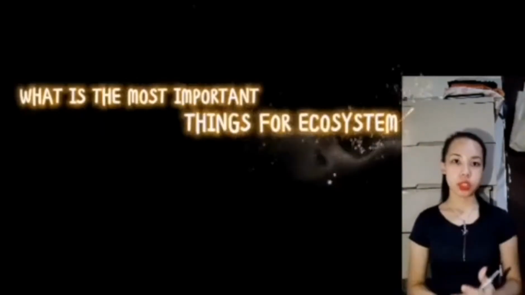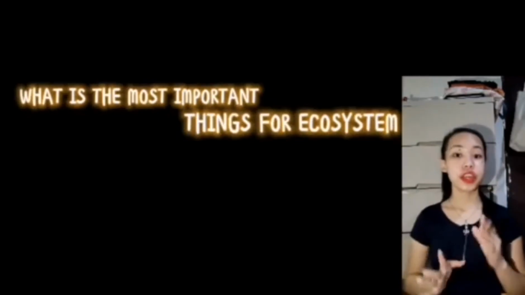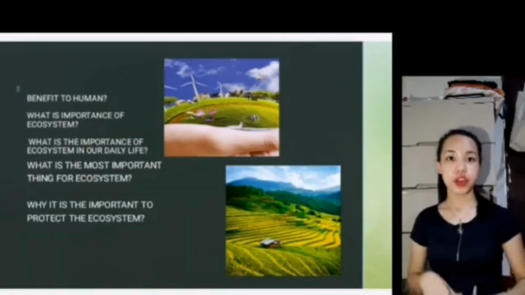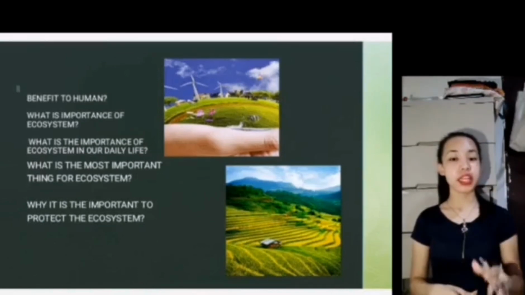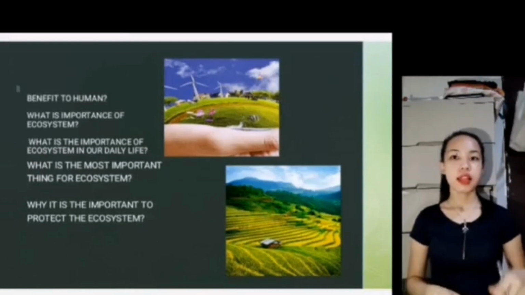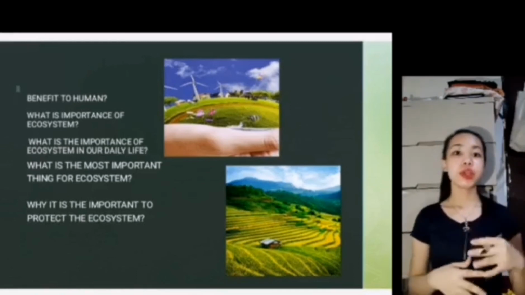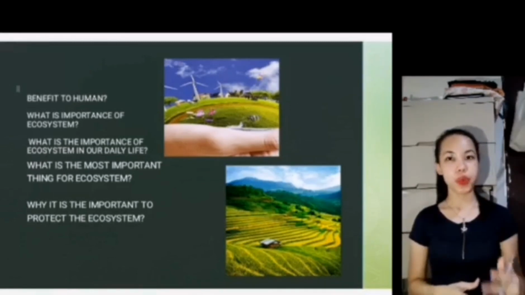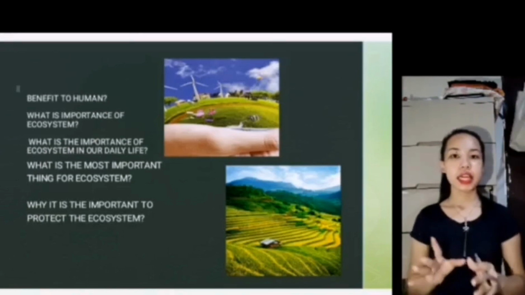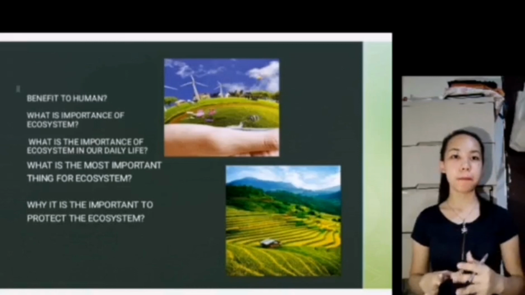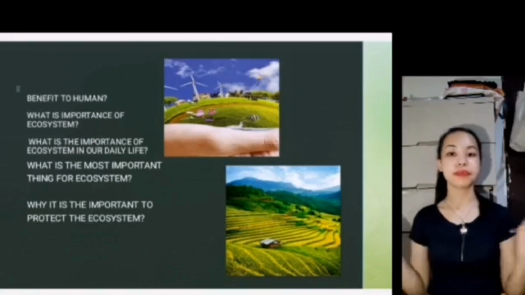What is the most important thing for ecosystem? The heat and light from the sun are critical parts of an ecosystem. The sun's heat helps water evaporate and return to the atmosphere when it is cycled back into water. The heat also keeps plants and animals warm.